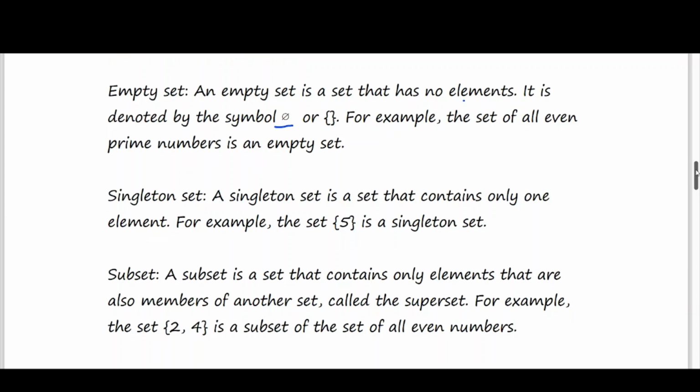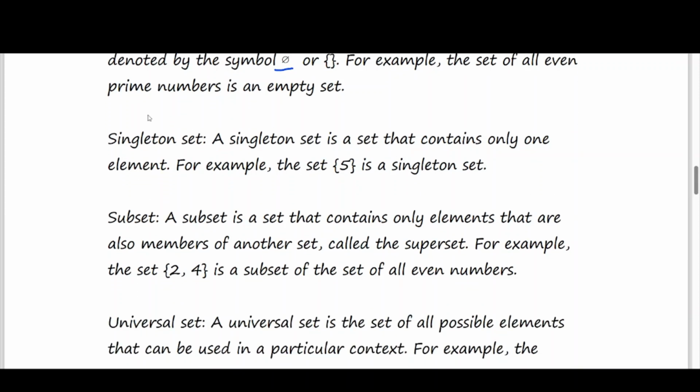A singleton set is a set that contains only one element. Suppose I have a set named A. Generally, the set name is denoted by a capital letter. Inside this we have one element, 1, 2 or anything, only one element. Then that is called a singleton set.